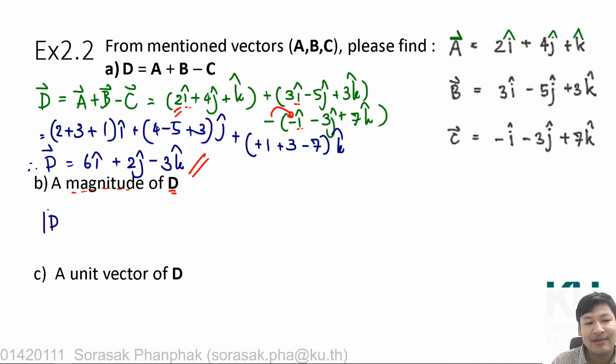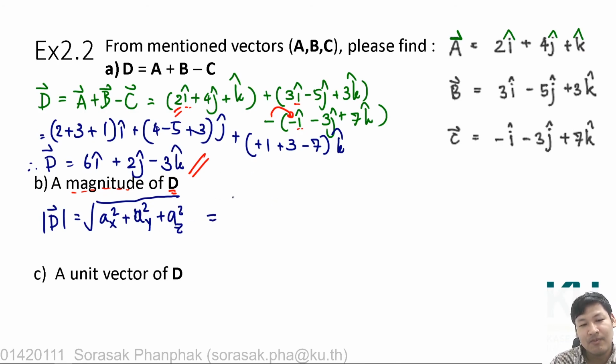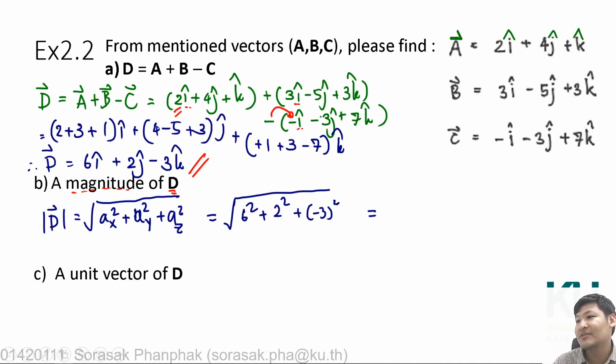So magnitude is what you represent the component on each direction, right? Ax, Ay, and Az under a square root. You square it up, sum it up, and do this under the square root. So now you get 6 squared plus 2 squared plus minus 3 squared. The result of this magnitude is the square root of 49, which is 7.